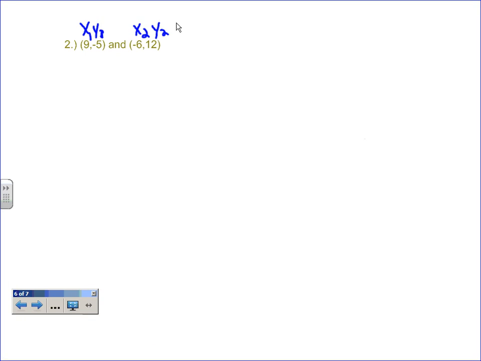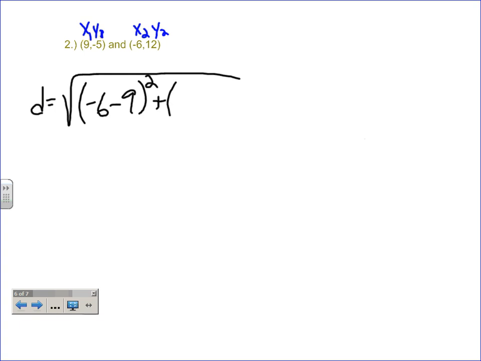Well, if we follow the formula, big square root. So x2, that's negative 6, minus, again, the minus is built into the formula, and then 9. But then I got to square them. And then here we've got y2, which is 12, minus is built in, but the other one is a -5, so you got to be careful there. If you get going too fast, it's very simple to make a mistake here.